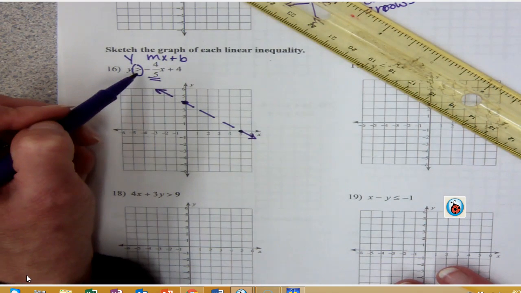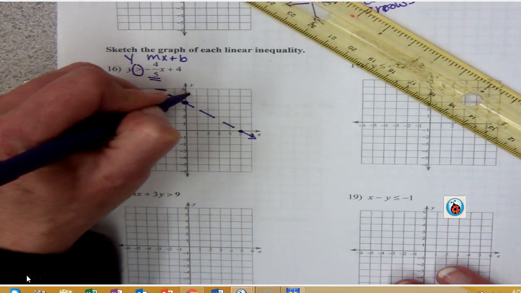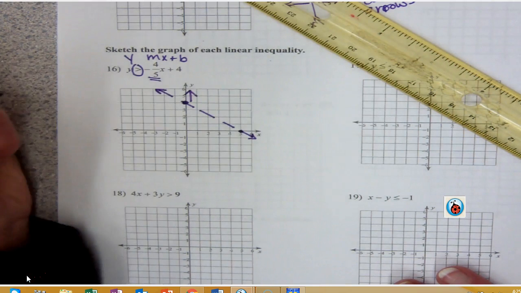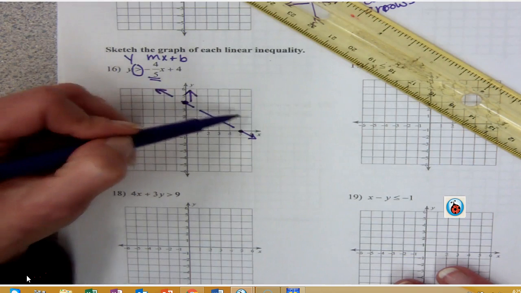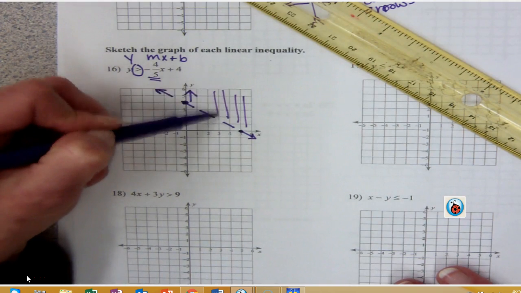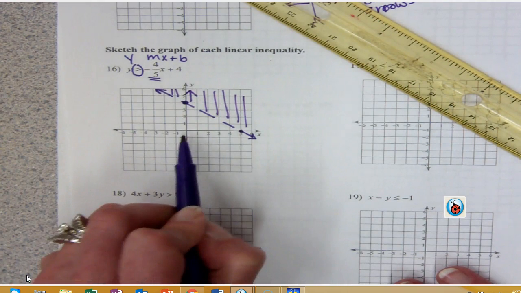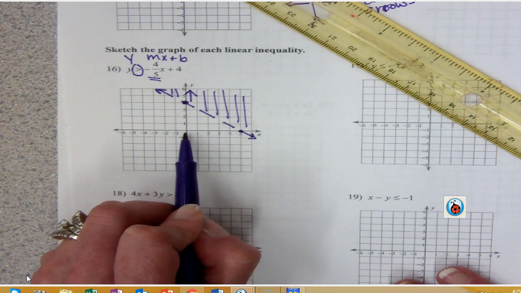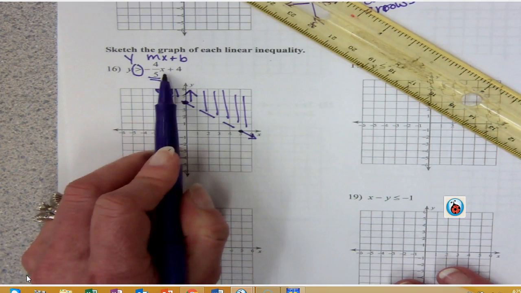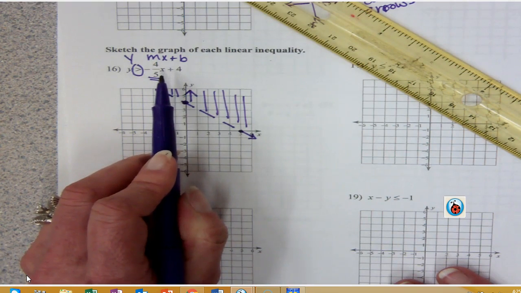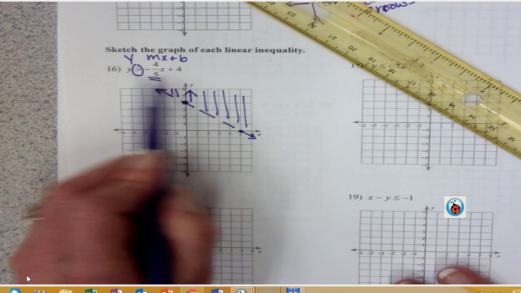If y is greater than, that means y is getting bigger, which means I'm going to shade up above here. Now, an easy way to check your answer is to say the point (0, 0) is not included in my shaded graph. So that means that if I plugged in 0 and 0 in here, it should not be a correct statement.